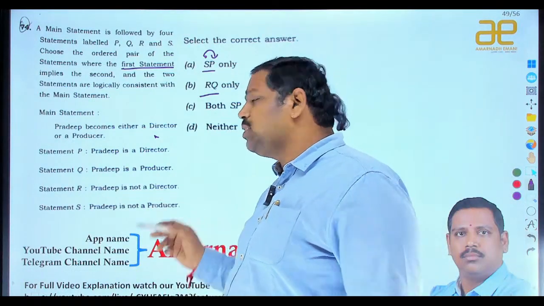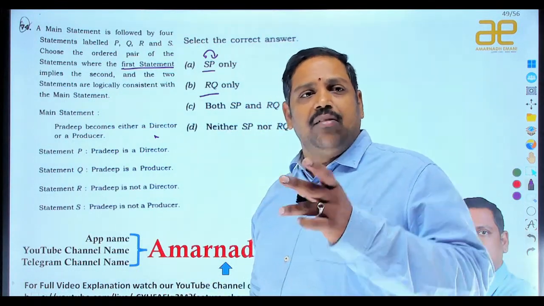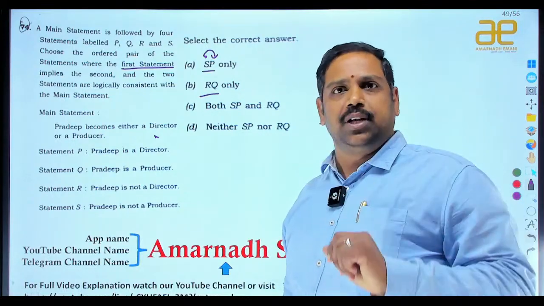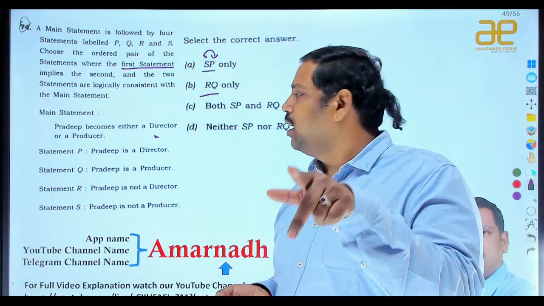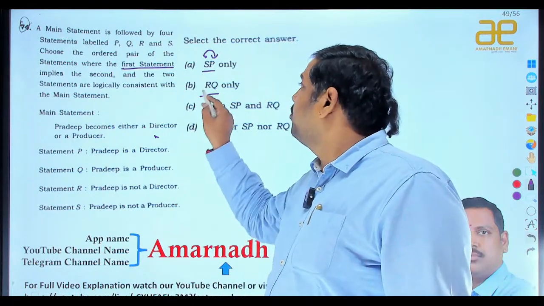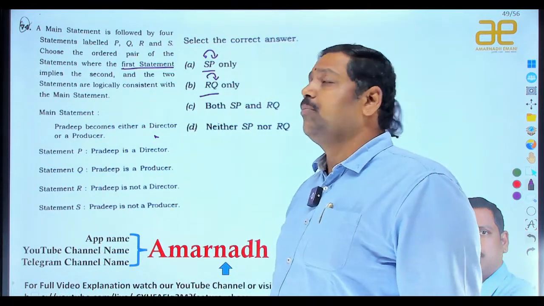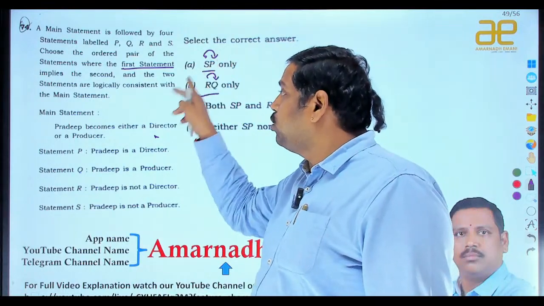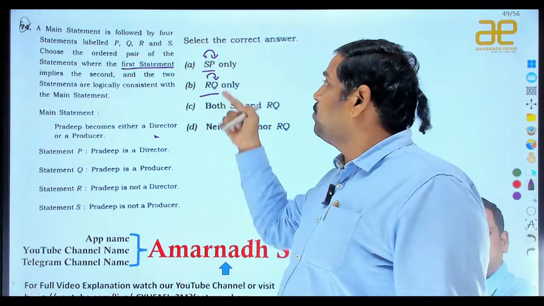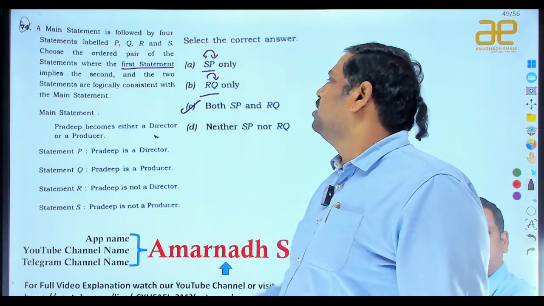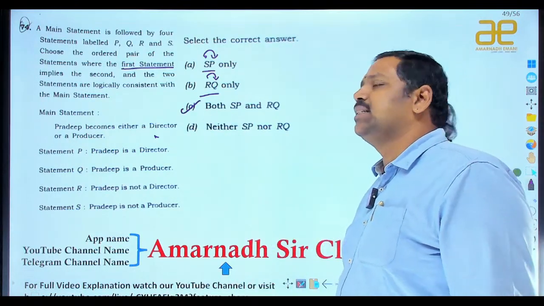Let us think of RQ. R: Pradeep is not a director. Okay. He will be either director or a producer. You are saying that he is not a director. Means he will be a producer. Okay, that is nothing but Q. Okay, from R I can derive Q. Yes, correct. These two should relate to the main statement. Yes, they are relating. From the main only I am deciding. So first one correct, second one correct. So answer is both SP and RQ. That is C is the answer.